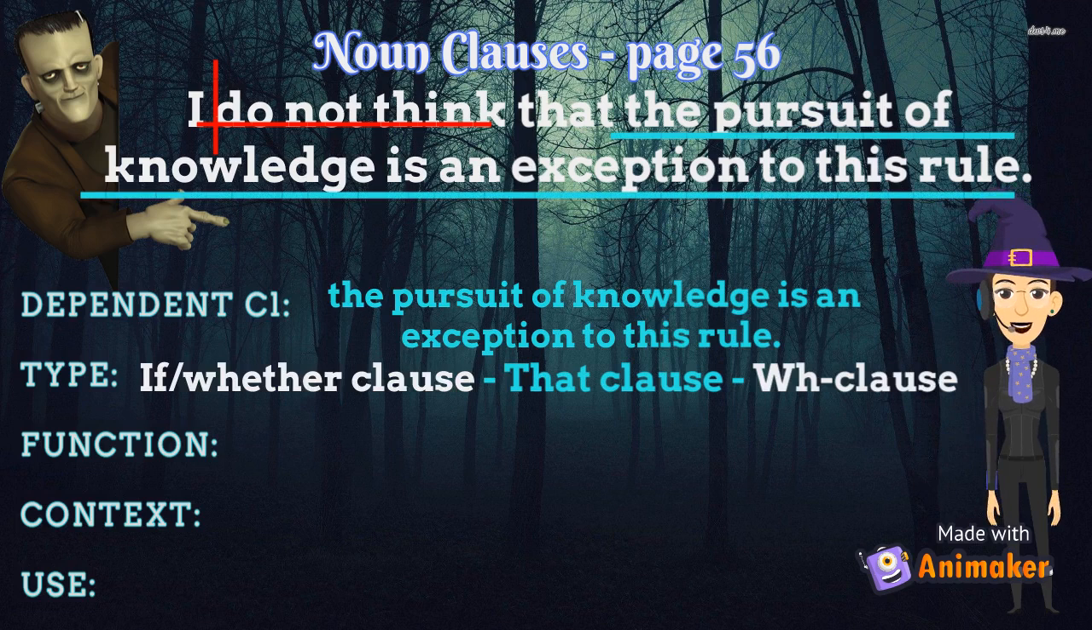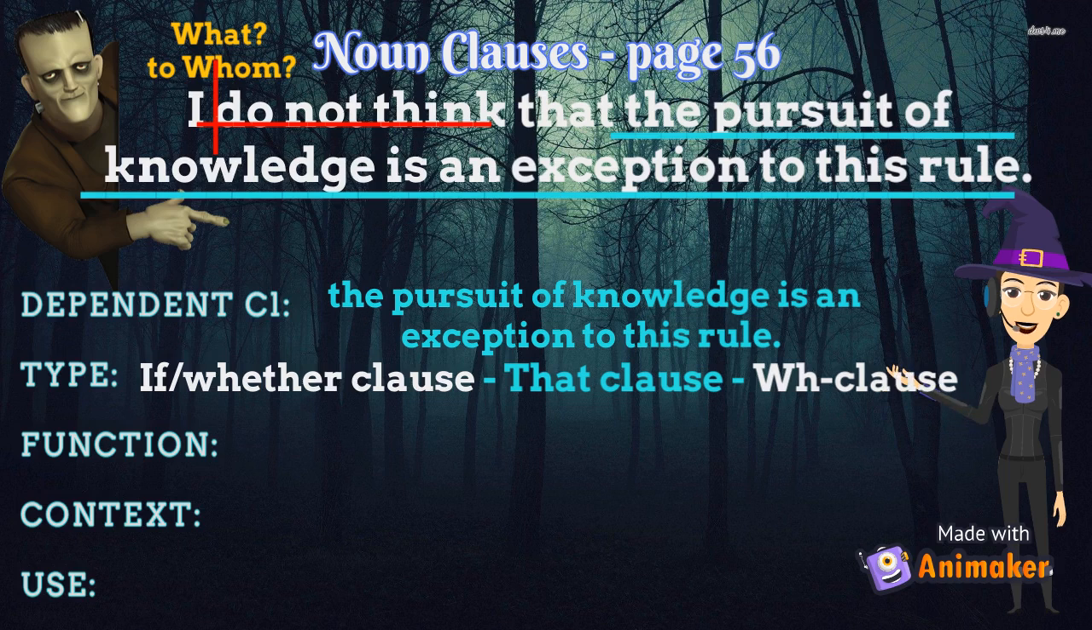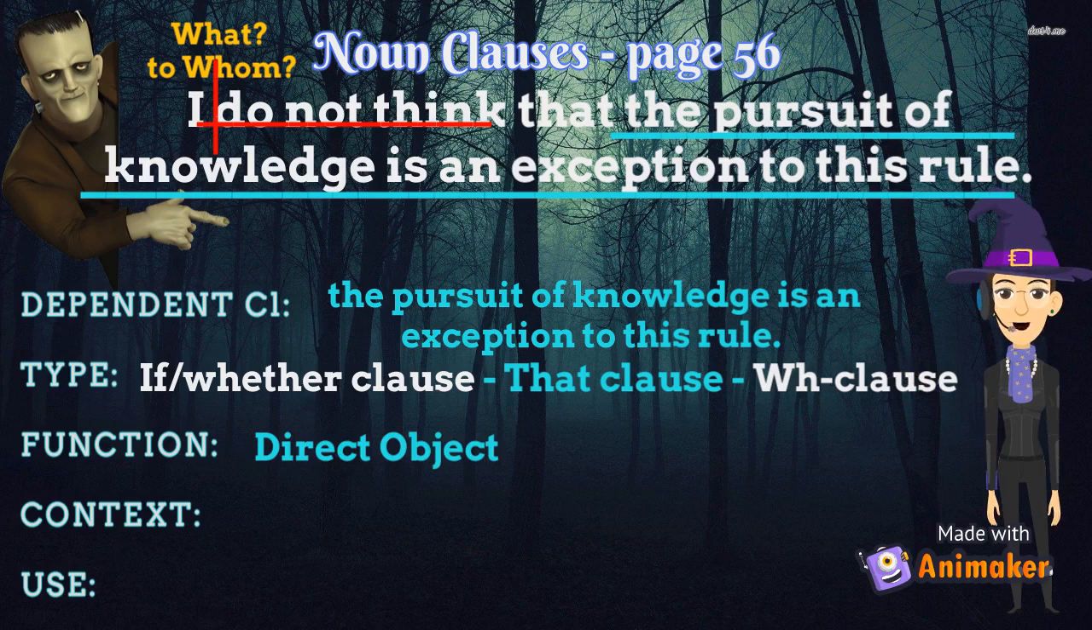Third, let's ask the question. I do not think what? That the pursuit of knowledge is an exception to this rule. To whom? It is impossible to think something to someone. Remember to not confuse it with think of someone. Therefore, the function is direct object. As I explained in the first sentence, transitive verbs require a direct object.